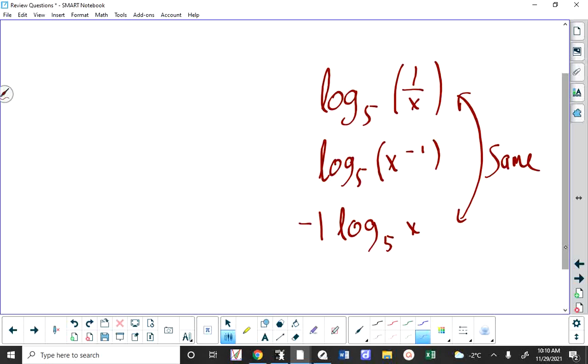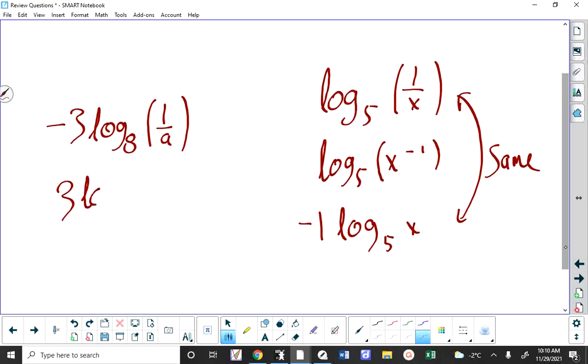Here's a little shortcut rule. If you ever want to take the argument and flip it over, all you have to do is change the sign on the logarithm. So if I had negative 3 log base 8 of 1 over a, that's equal to 3 log base 8 of a. I am allowed to do that, because ultimately this negative can go up here as an exponent on that argument, and that negative 1 flips the argument over. Okay?